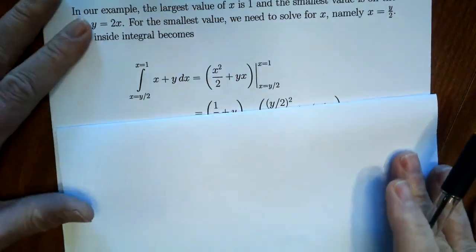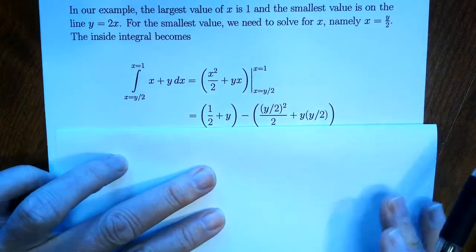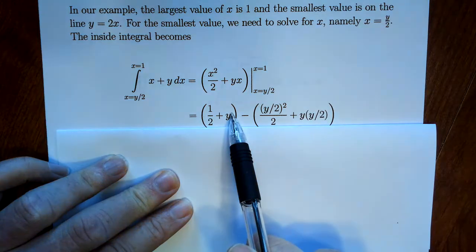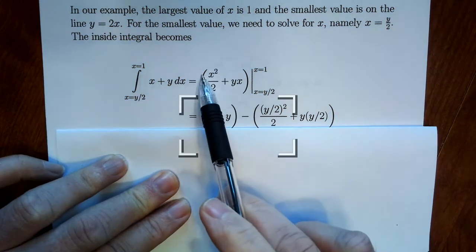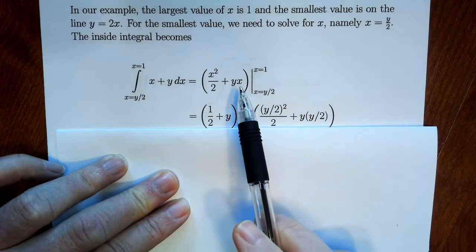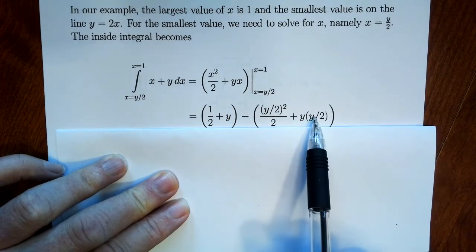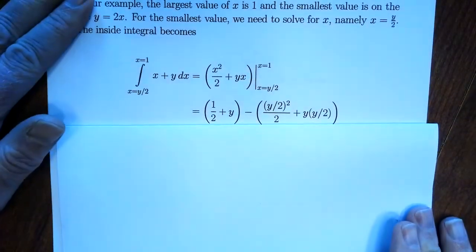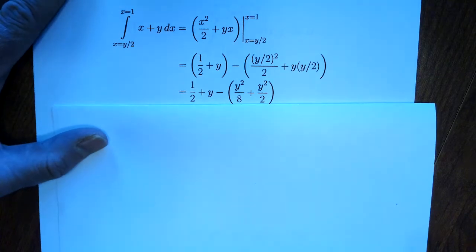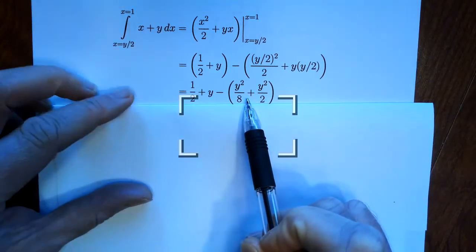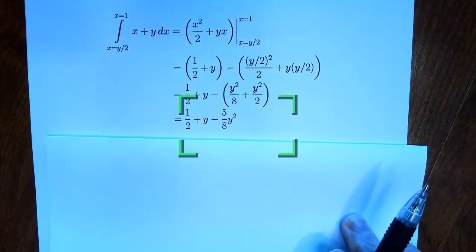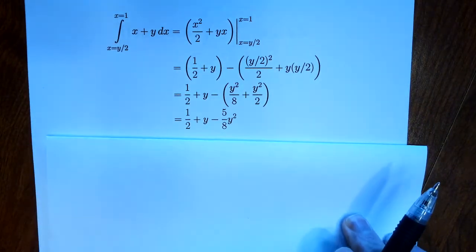It's a little bit more tedious in this example. If x is 1, we'll have 1/2 plus y times 1. If x is y over 2, this will become y over 2 quantity squared divided by 2, plus y times x, which is y over 2. Now, if you do some algebra and simplify this a little bit, you'll get 1/2 plus y minus y squared over 8 plus y squared over 2, which simplifies fairly nicely to be just that.